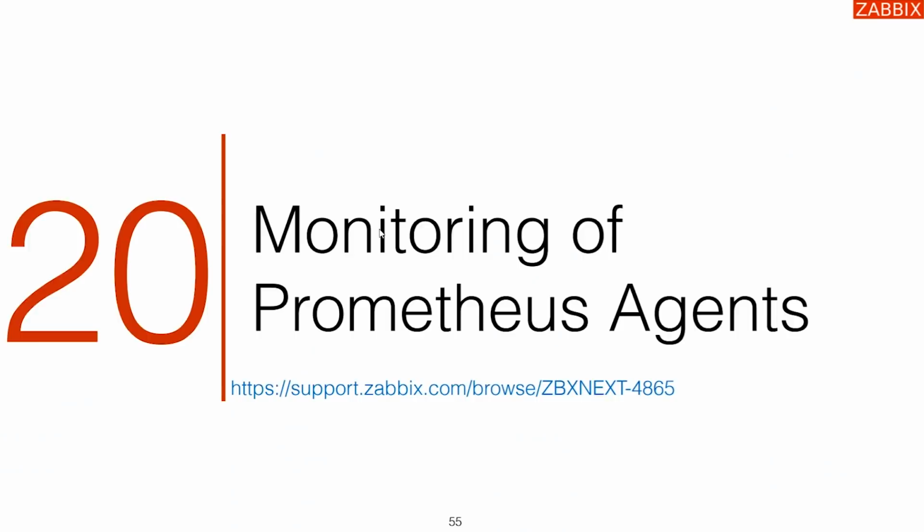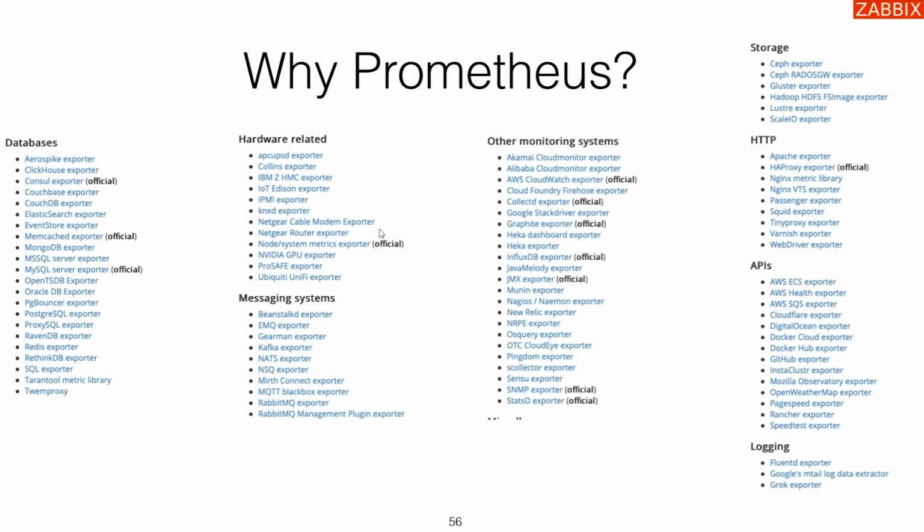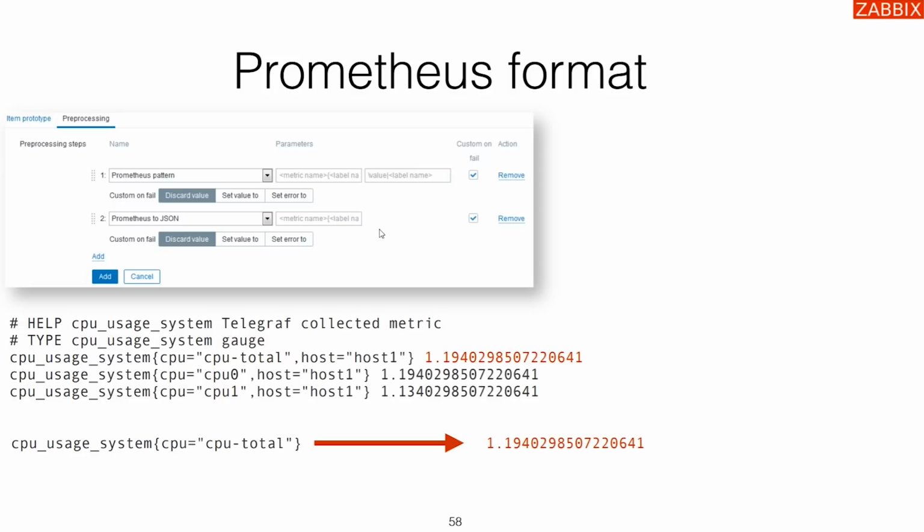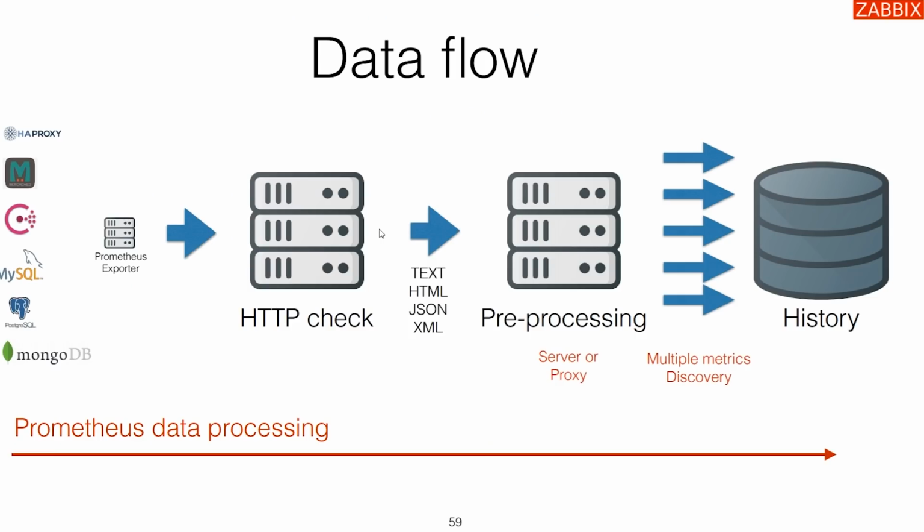Monitoring of Prometheus agent. This is huge. Prometheus can collect a lot of metrics from a lot of different things, and Zabbix can collect metrics from it. So basically, out of the box, it will be possible to monitor a lot of things and collect the data without complex customization scripts and stuff like that. This is definitely worth a separate video with some how-to manuals on how to configure that, the format, and also the preprocessing. This will definitely be another video.